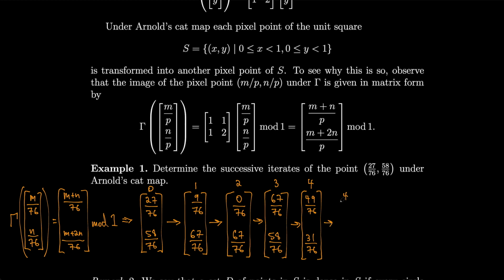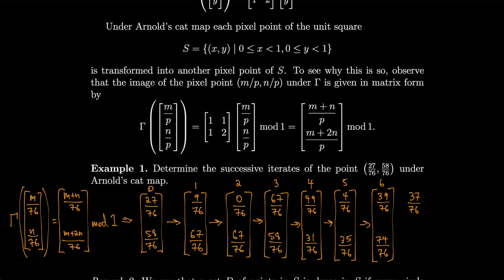We'll get 4 over 76, 35 over 76. And then we'll get 39 over 76, 74 over 76, and then 37 over 76, 35 over 76, and then we'll get 72 over 76 and 31 over 76.